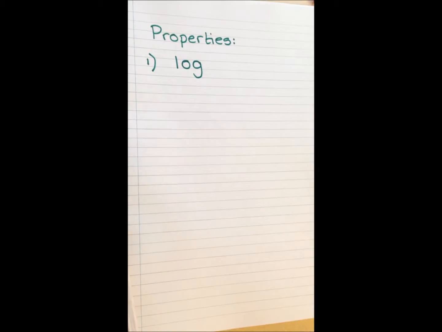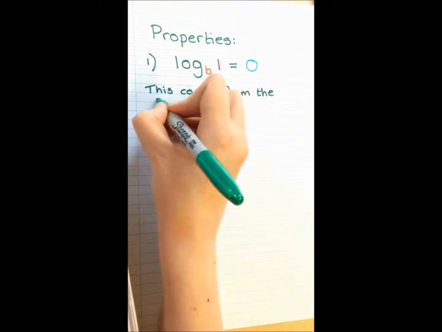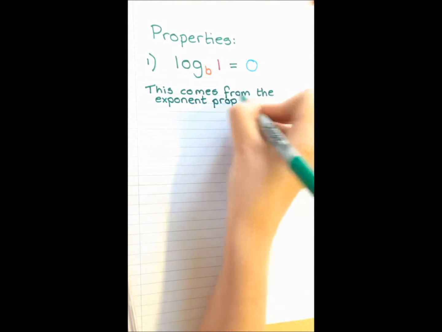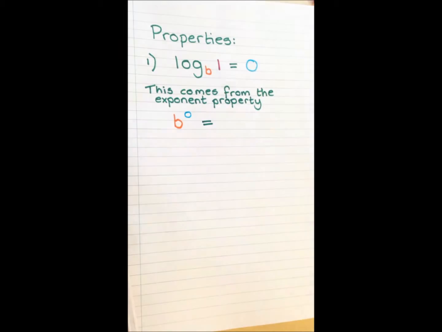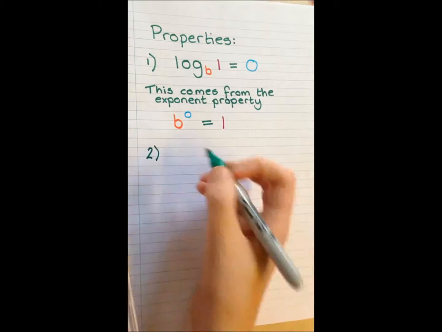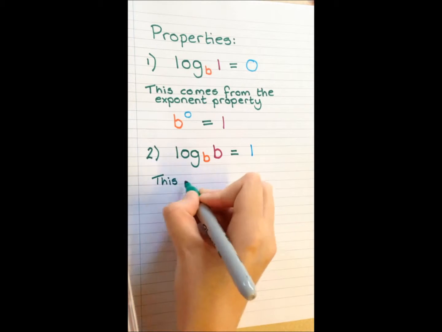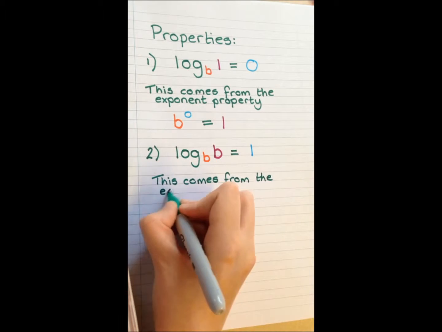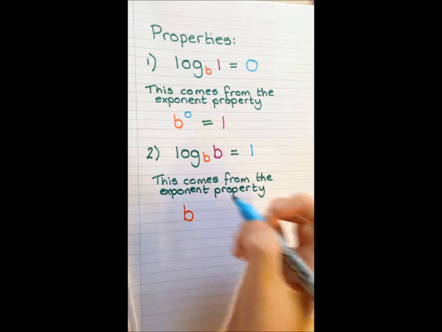The first is that log 1 to any base b equals 0. This comes from the rule of exponents, b to the power of 0 equals 1. The second is that log of any number b to the base b is equal to 1. This comes from the property of exponents that b to the power of 1 equals b.